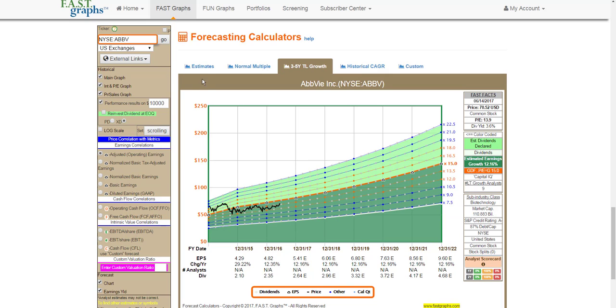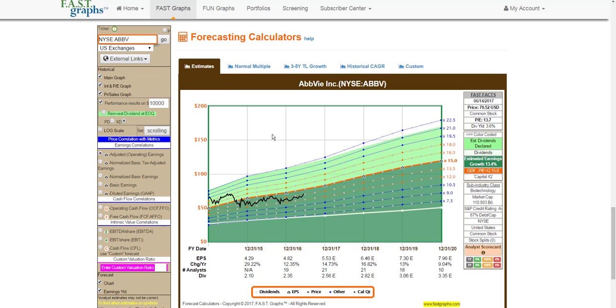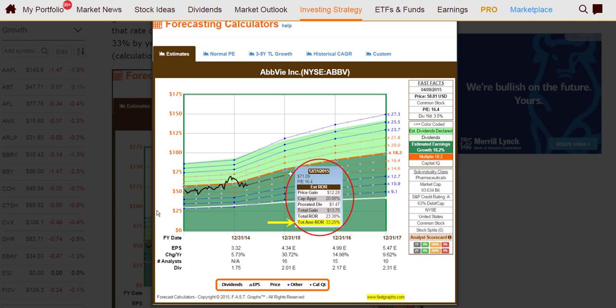But I would like to go back to the estimates calculator for a moment and review how accurate analysts have been with forecasting earnings for this company. I bring this up because there's a lot of opinions on how accurate analysts are, and my view is I don't care how accurate analysts are in the aggregate. What I really care about is how accurate analysts are on the individual stock I'm looking at.